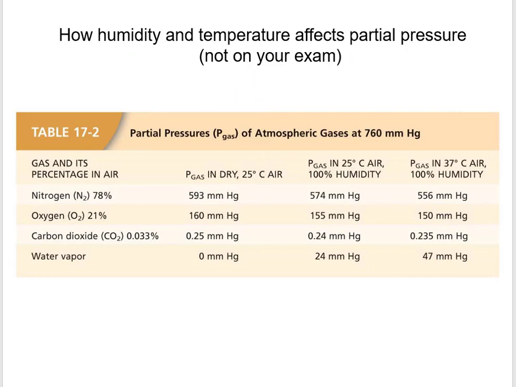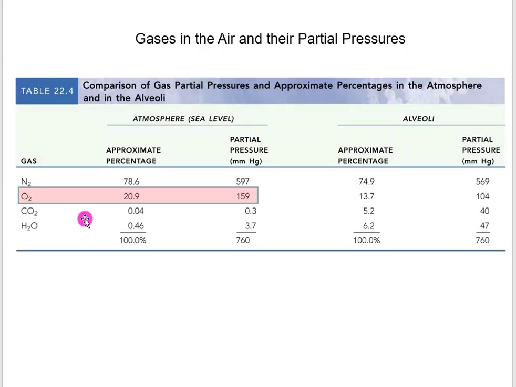This particular table shows you the partial pressure of a gas in dry 25 degrees Celsius air versus in 100% humidity versus in warmer air at 100% humidity. And you'll see how the partial pressure of oxygen diminishes, and it goes from 160. Again, where did that 160 come from? That 160 came from right over here, right?